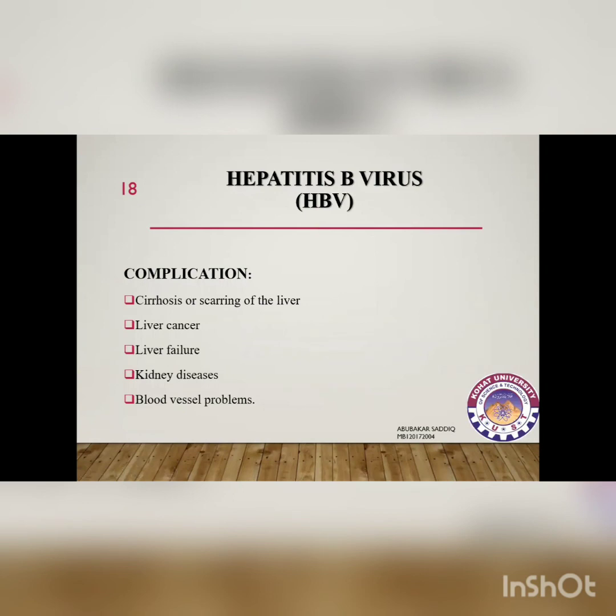These are the complications. Complications mean that a person encounters different types of disease caused by the given disease. The first one is cirrhosis or scarring of the liver, cancer, liver failure, kidney disease, and blood vessel problems.